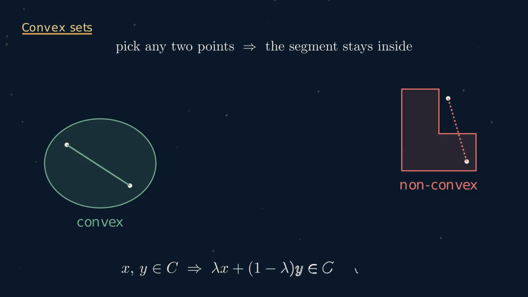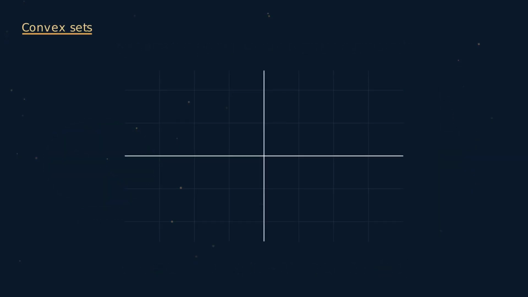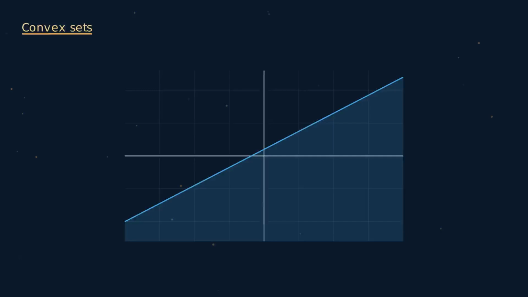Written out, a blended point, lambda x plus (1 minus lambda) y, must stay in the set for every blend between 0 and 1. As lambda sweeps from 0 to 1, that point traces the whole segment. Now the useful part. The basic pieces we build feasible regions from are all convex. A half space, everything on one side of a straight line, is convex.